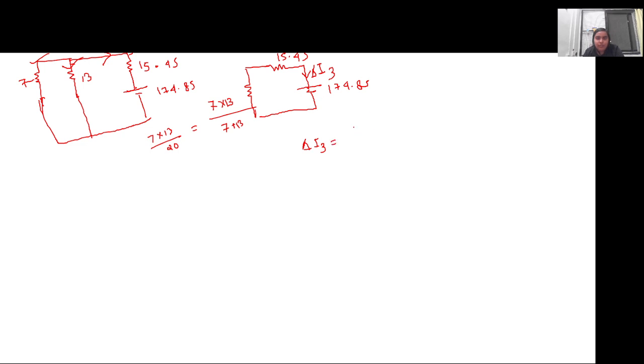So del I3 will be equal to V by R. In this case the voltage is 174.85 and the resistance is 7 into 13 by 20 plus 15.45. So you can calculate this del I3, right? What will be the value of del I3?